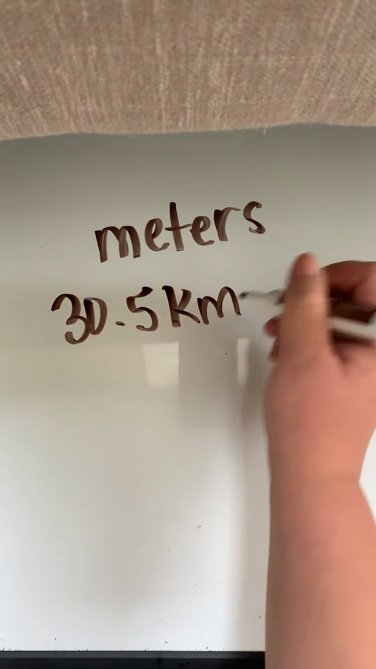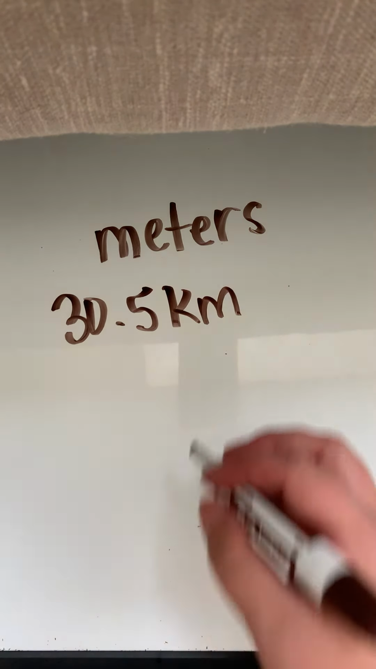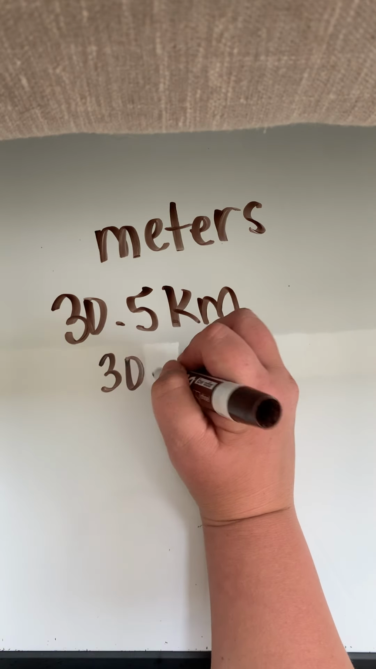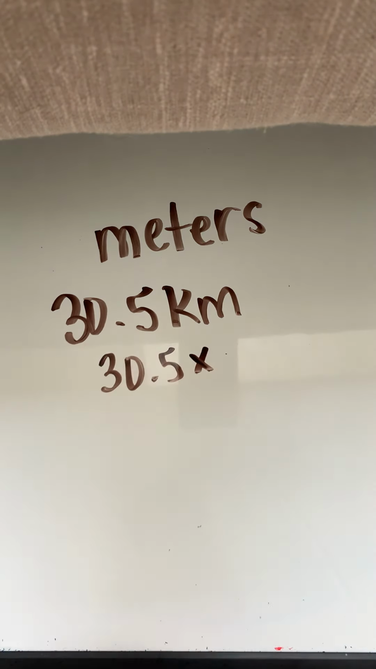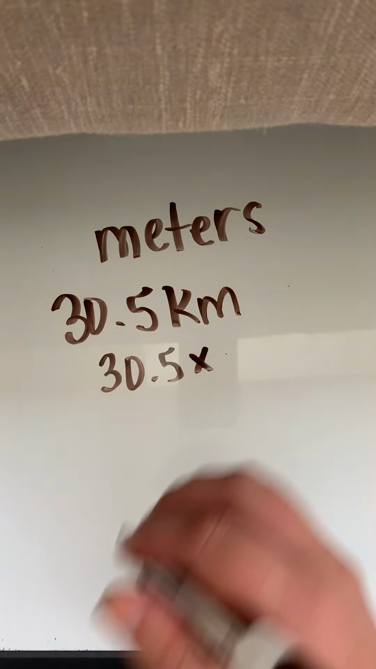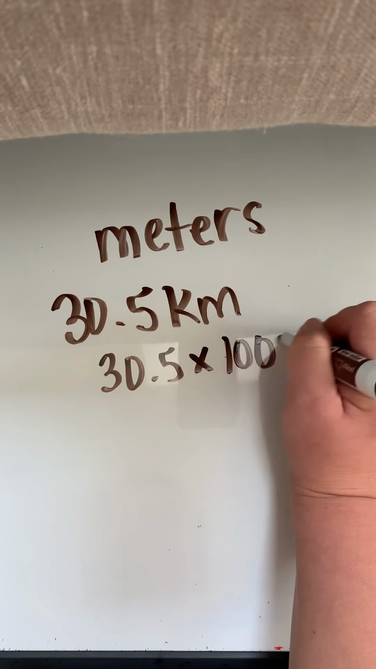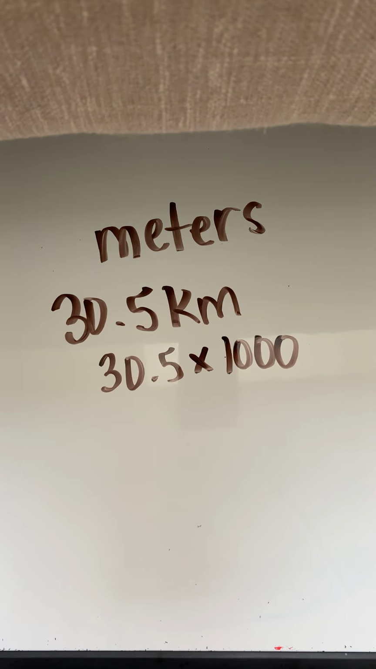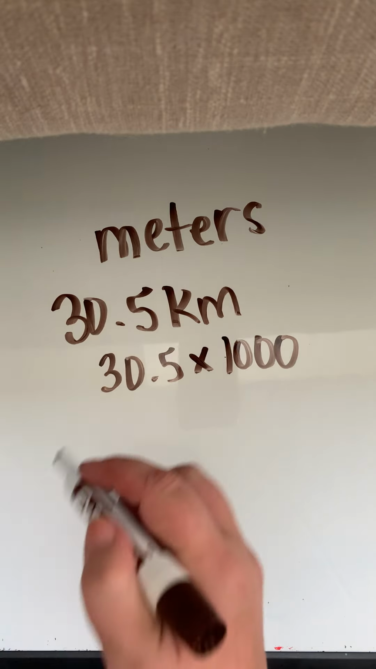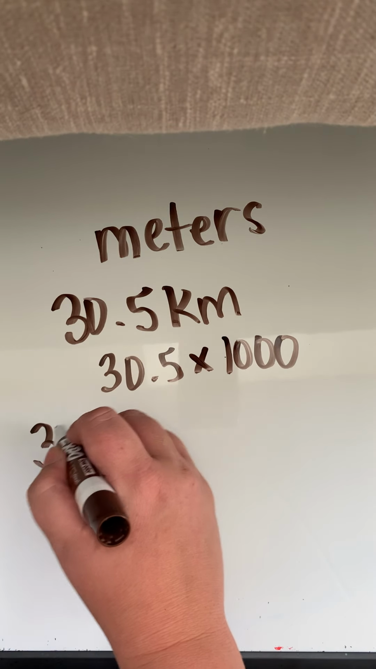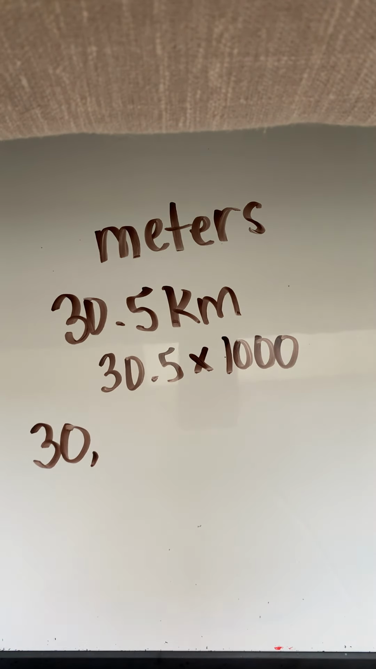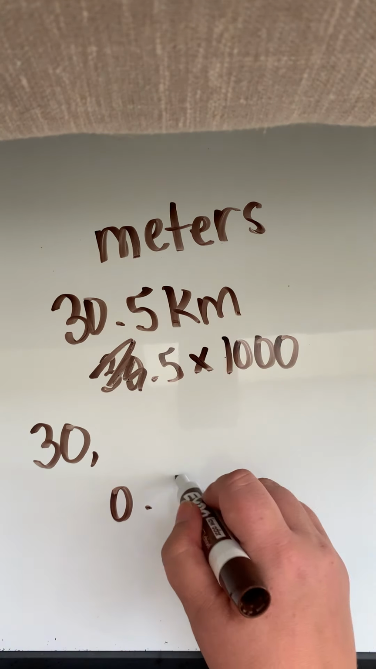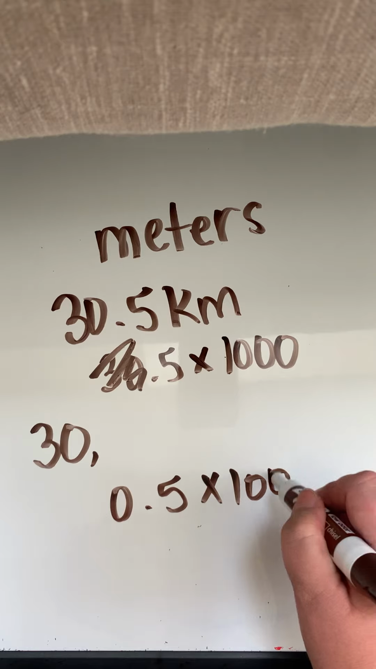So I'm going to take my 30.5 kilometers, okay, and I am going to be multiplying it by how many? How many am I multiplying it by? Good, 1,000. Because I know that I have 1,000 meters in a kilometer. So here I go. I'm going to take my 30. I'm going to go ahead and put it in my thousands place, and that is done. So let's come down here, 0.5 times 1,000.